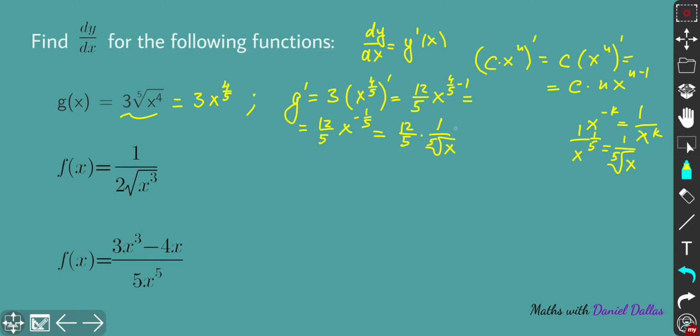Just make sure you remember how to use index notation. And if you rewrite, you can write finally that g prime is simply 12 over 5 times the fifth root of x in the denominator. So that's the final result. Okay, so let's go to the next one. You'll get 1 over 2.